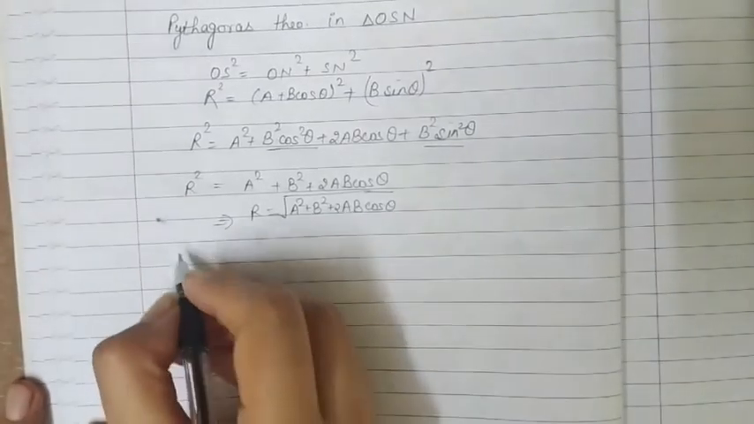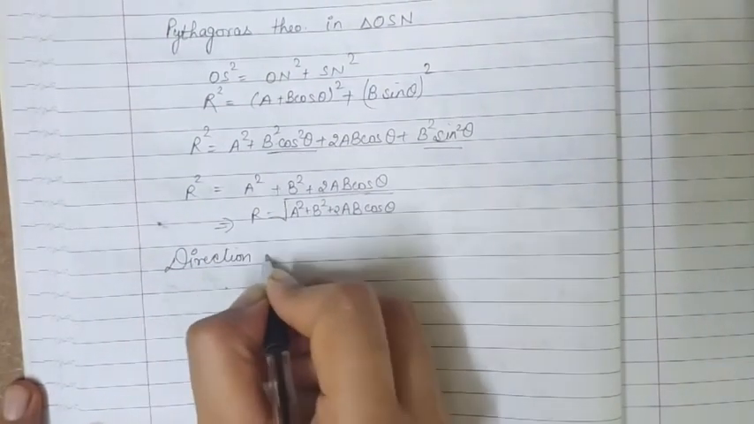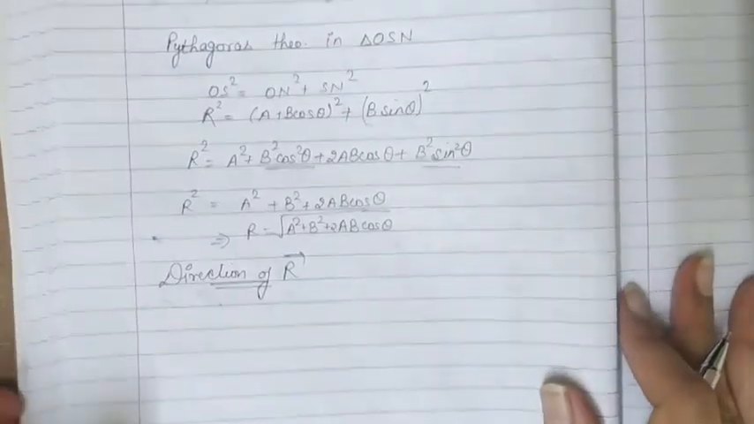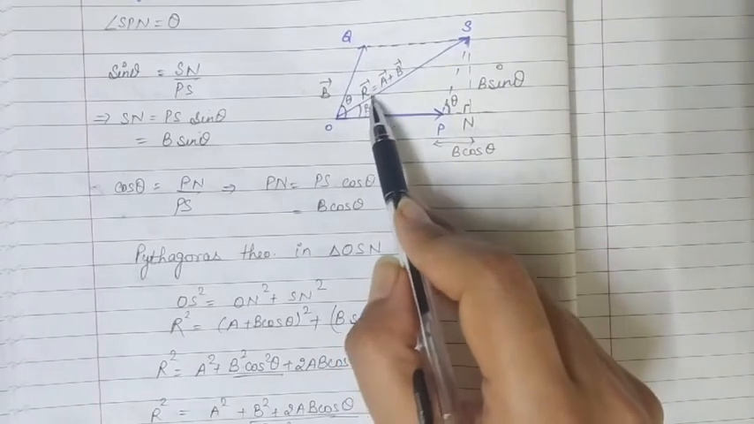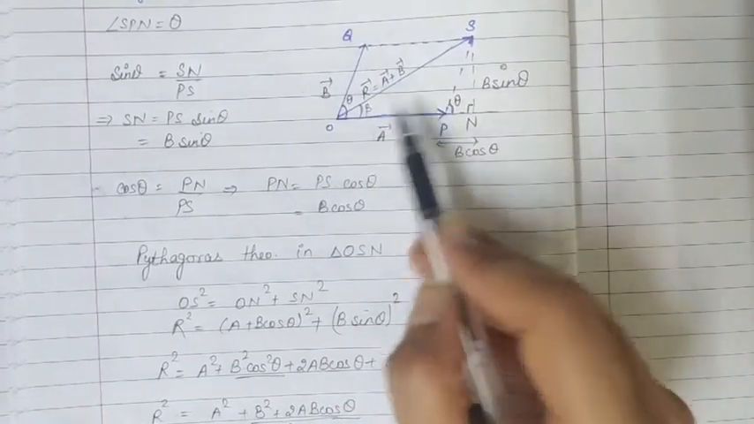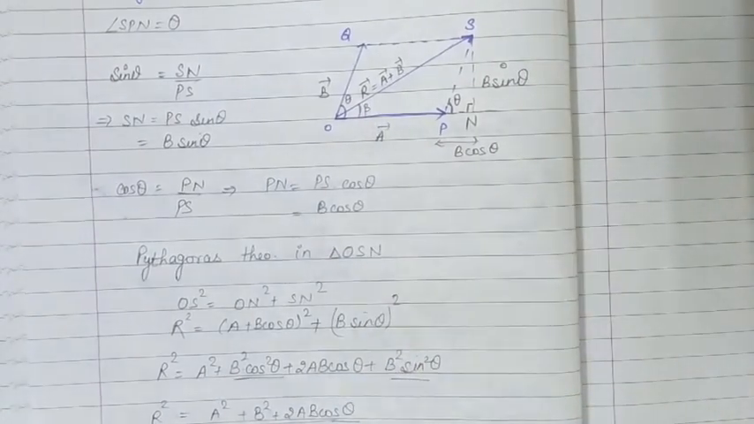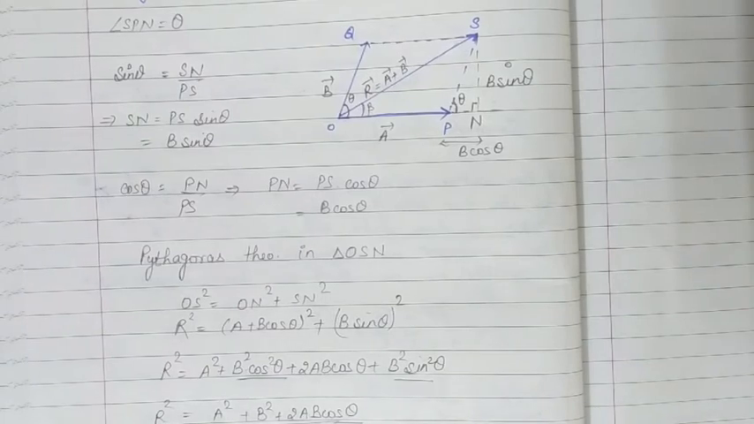So now moving to the direction of resultant, means direction of R vector. So direction of R vector is defined by the angle beta, means this much is the angle that R vector makes with A vector. So by using tan beta or by using the angle beta we can define its direction. So we are going to find tan beta for this.